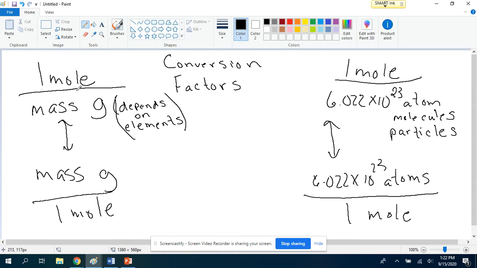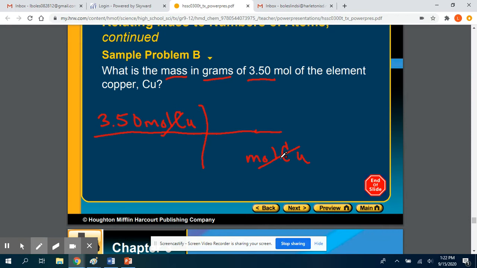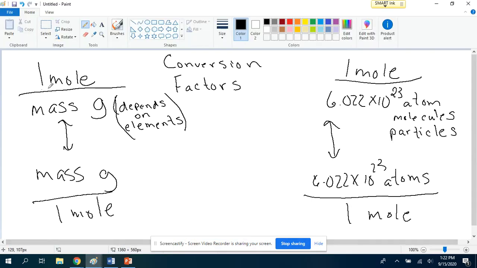We started with moles of copper in our sample problem, and they wanted us to go to grams. So you should be able to realize that we would need to use this conversion factor. Here we are in moles of copper, and I know that I can go from moles of copper to grams of copper. The way I do that is with the molar mass. So look, here it is. There's my conversion factor set up, grams to moles. I'm going to put a 1 in front of the mole because that's what it says right here. There's a 1 in front of the mole.